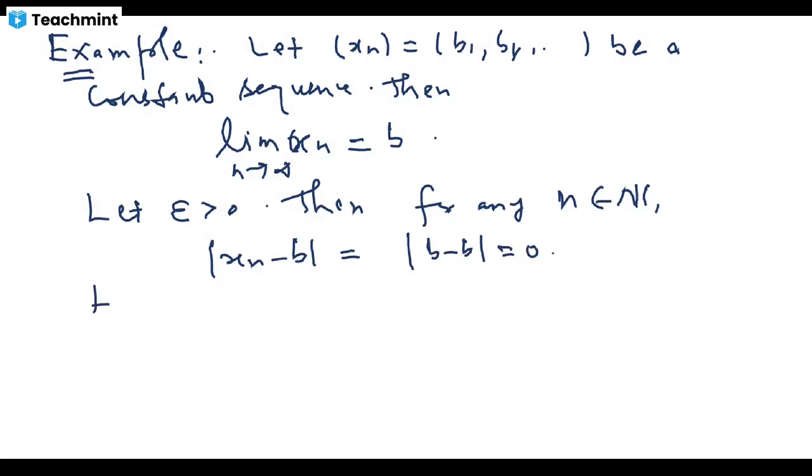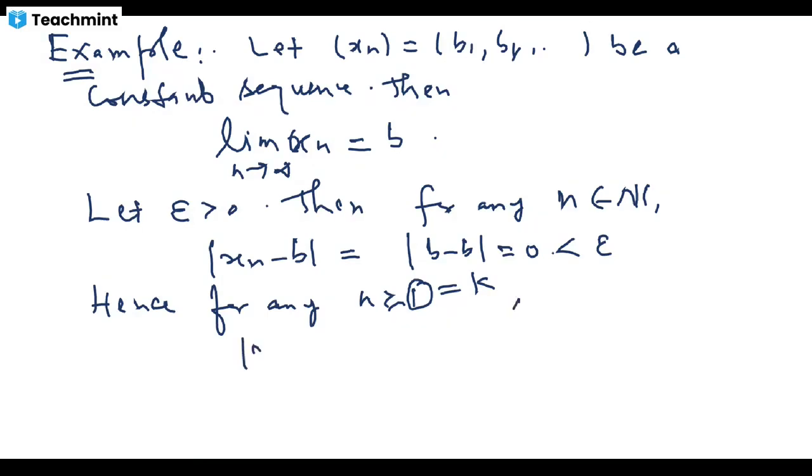Hence, this 0 is clearly less than epsilon, because we chose epsilon to be a positive number. Hence, for any n greater than or equal to k, here we can take k equal to 1, because we don't need to drop any terms. Indeed, for every term, the distance of every term of the sequence from b is equal to 0, which is strictly smaller than epsilon. Hence, for any n bigger than or equal to 1, we have |xn minus b| less than epsilon.